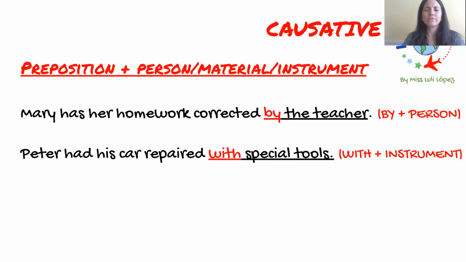And then we have the preposition plus a person, material, or instrument. In this case, if we say Mary has her homework corrected by the teacher, by is followed by a person. Or if you say Peter had his car repaired with special tools, with is followed by an instrument. In this case, special tools.